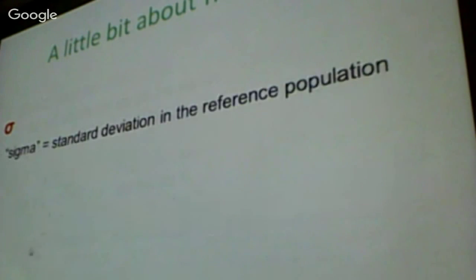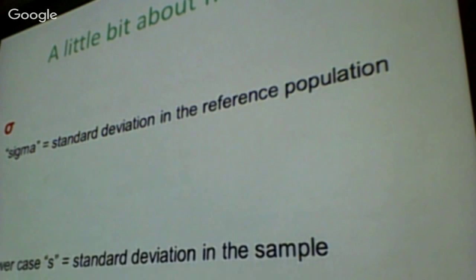So, a little bit about notation. We use this squiggle here called sigma for the standard deviation in the reference population. Remember, if it's in the target population, we call it a parameter. And we use small s for the standard deviation in the sample. So this is a statistic, and that's a parameter.